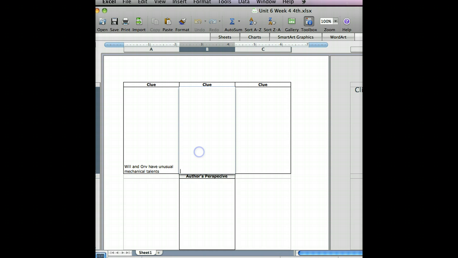So let's go ahead and add this clue to our author's perspective chart. Will and Orv had a special partnership.